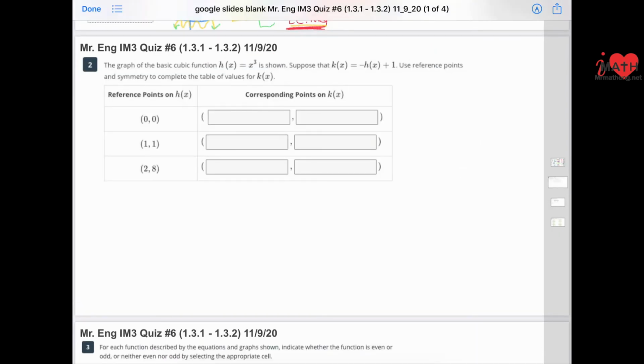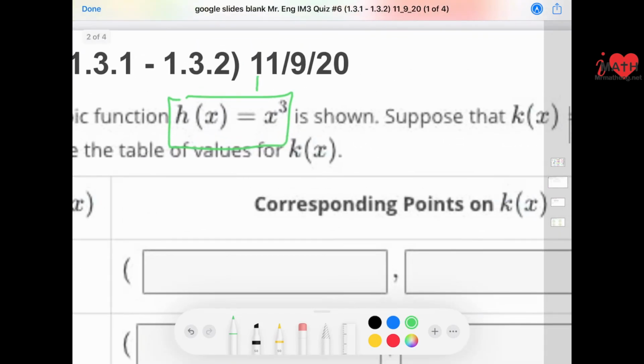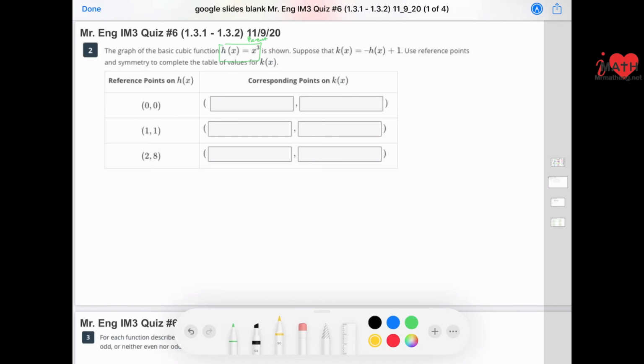All right, let's go over question number 2. Graph the basic function of h of x equals x cubed. So we have, this is the parent function. And we don't have one actually, so let's just draw one really quickly. And you already have those points right here. Okay, so let me draw a couple of tick marks really quickly. So I have (0, 0), (1, 1), and (2, 8). 4, 5, 6, 7, 8. Let's say the graph goes up something like this, okay?